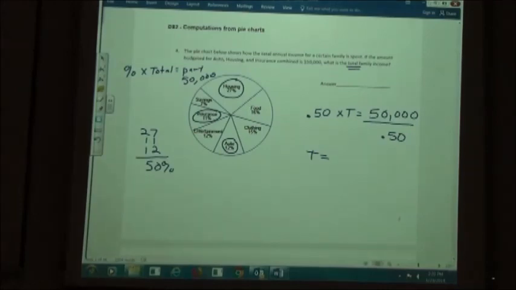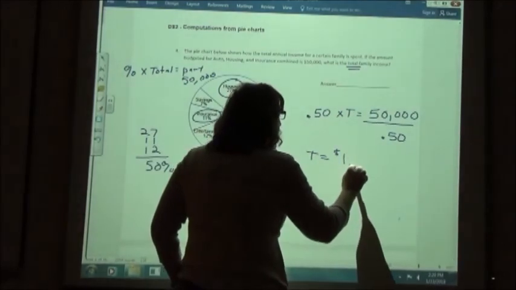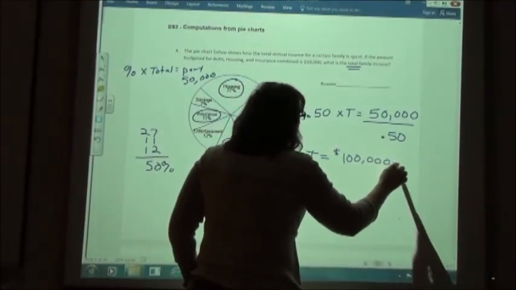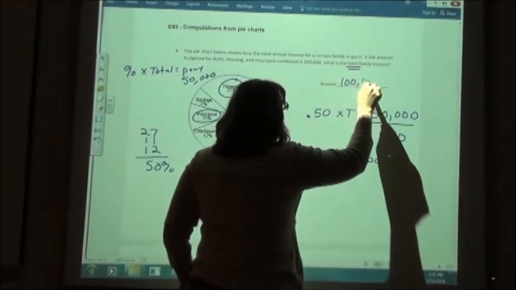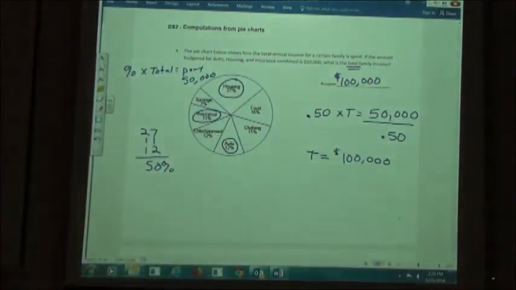We get 100,000. You maybe knew that without doing any calculations because 50% would have been half. If half of it was 50,000, the whole thing would have been 100,000, right?